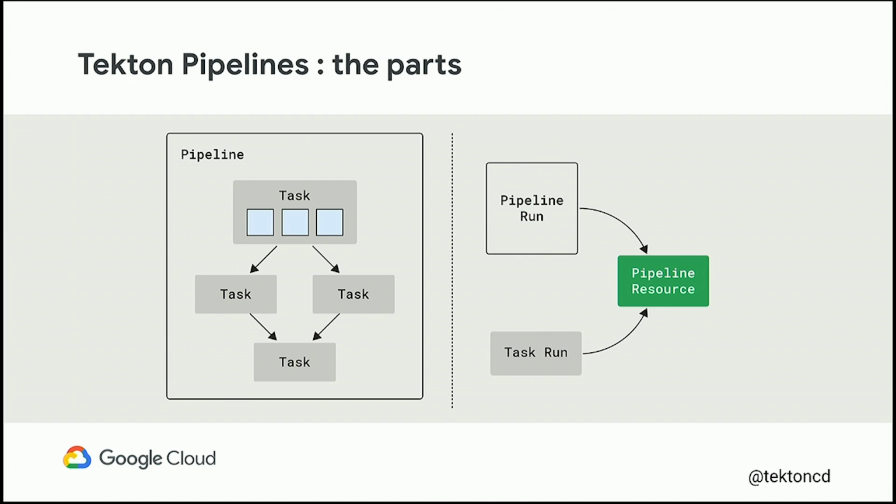So altogether, we added 5 CRDs. We have tasks, which are made up of steps. We have pipelines, which are made up of tasks. Then we invoke those using task runs and pipeline runs. And finally, we provide runtime information with pipeline resources.